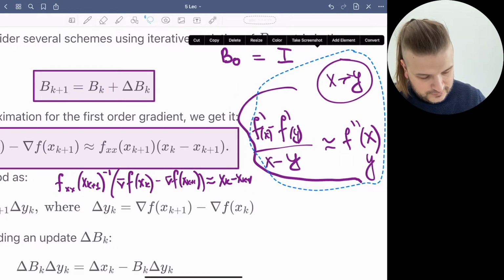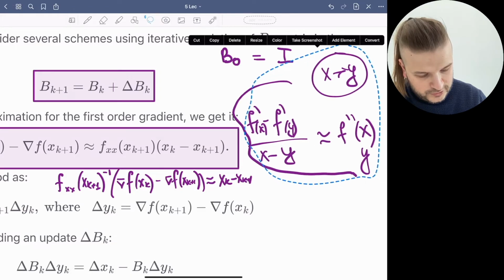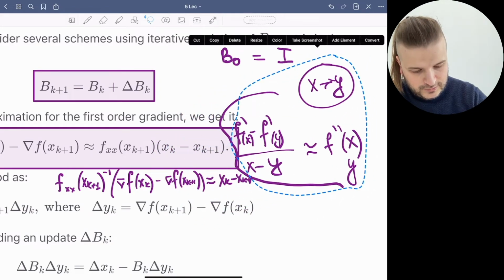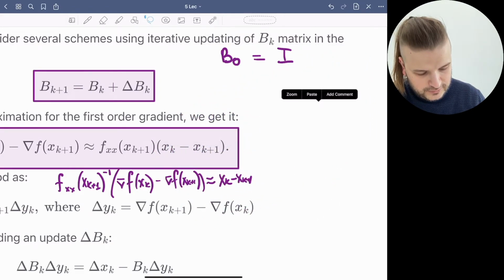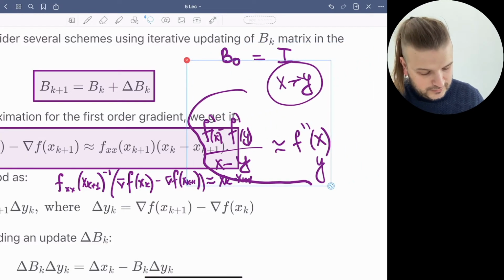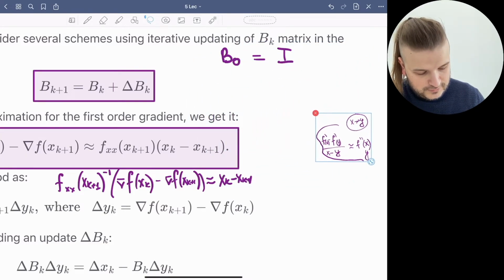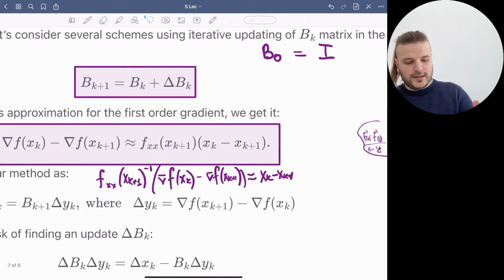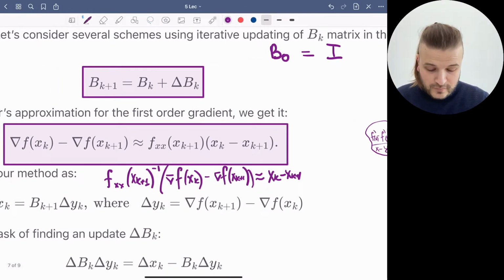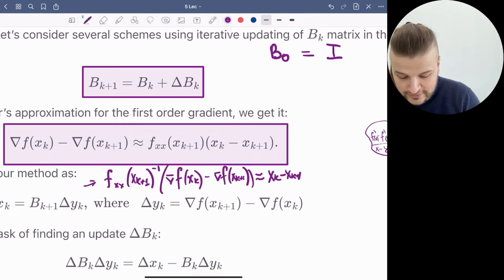I thought that I can zoom it, cut and paste. Yes, now I can. Okay. That's it, and that's just the bk plus 1 here.